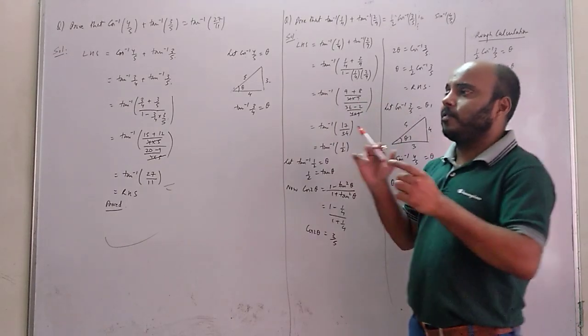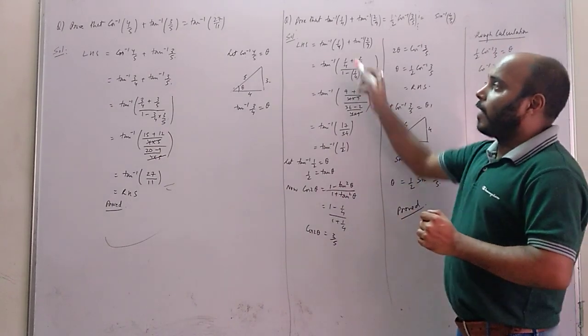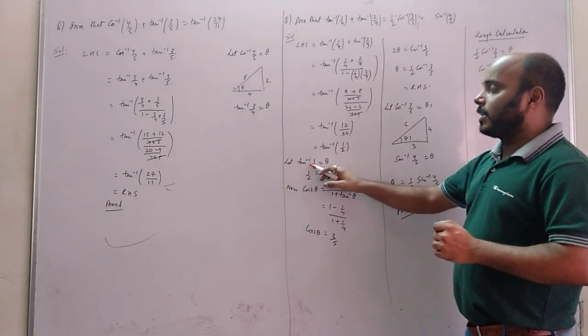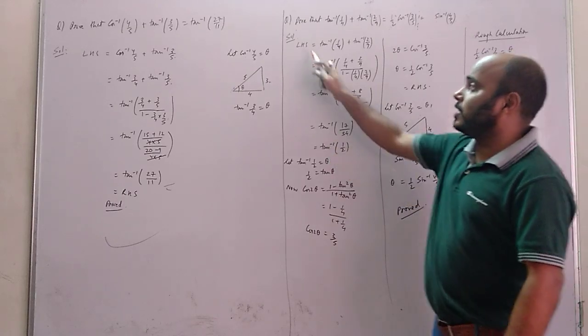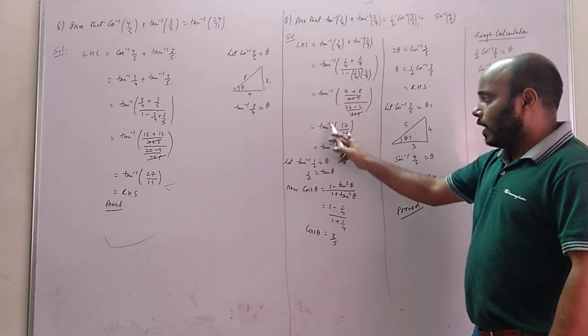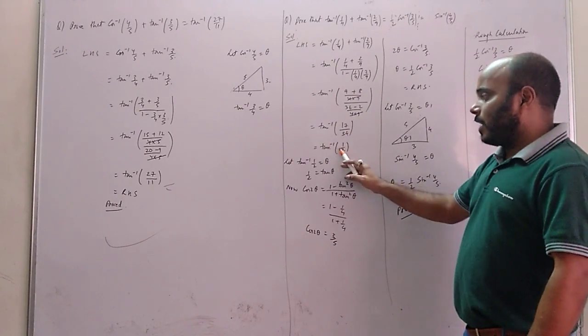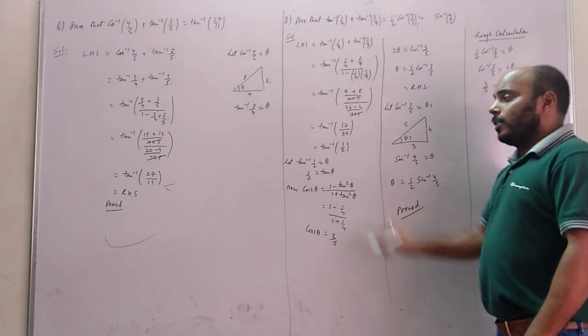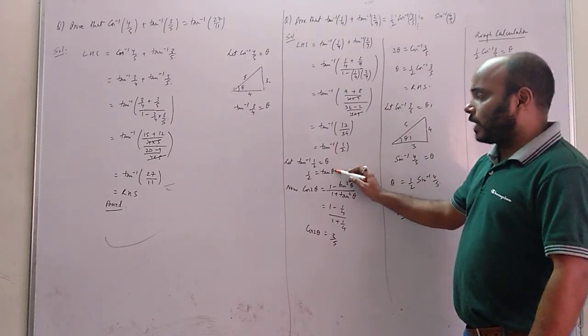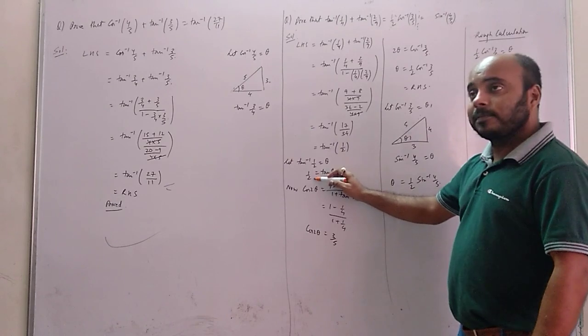The same procedure I will follow here also. After solving, we get an inverse. Take the inverse as theta. If I am taking this as theta, then can I say theta is the LHS? Because the LHS was solved and we got this tan inverse, and I have taken it as theta. So theta is LHS. Now after taking the inverse as theta, we got tan theta equals half.